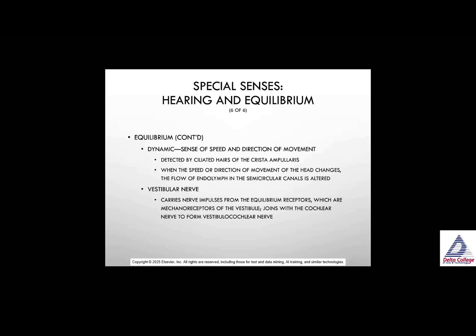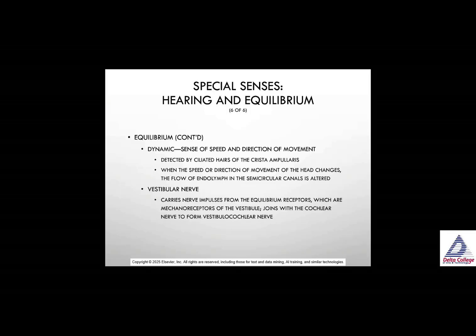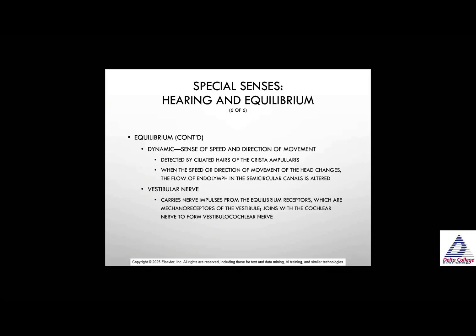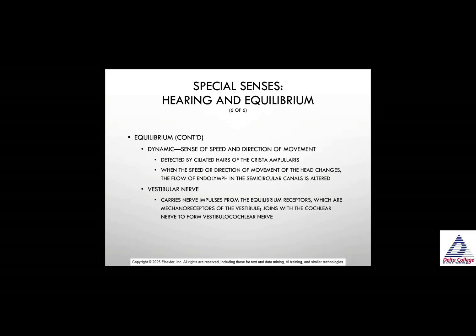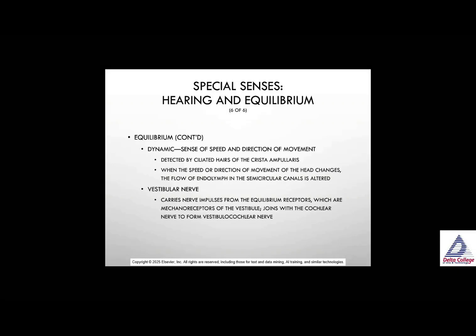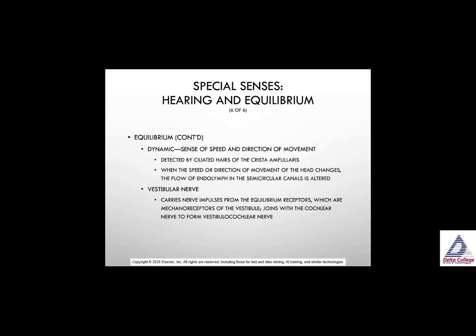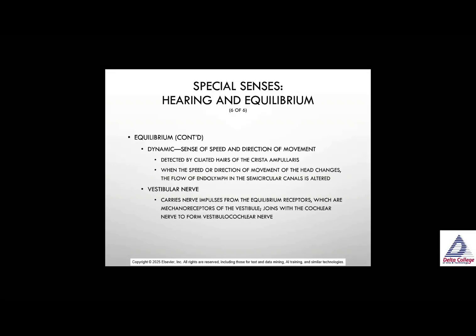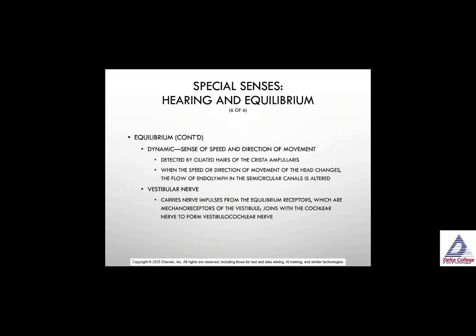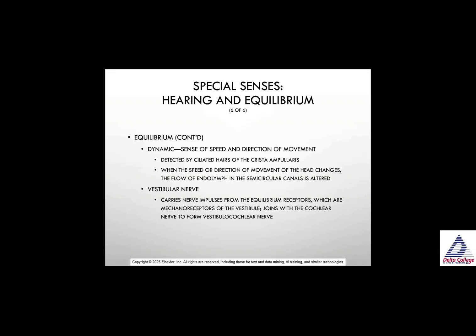Dynamic equilibrium is the sense of speed and direction of movement. This is detected by ciliated hairs of the crista ampullaris. When the speed or direction of movement of the head changes, the flow of endolymph in the semicircular canals is altered. The vestibular nerve carries nerve impulses from the equilibrium receptors, which are mechanoreceptors of the vestibule, and joins with the cochlear nerve to form the vestibulocochlear nerve, and it goes into the brain.